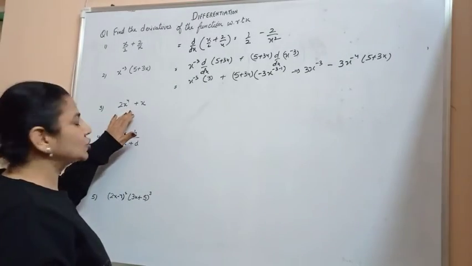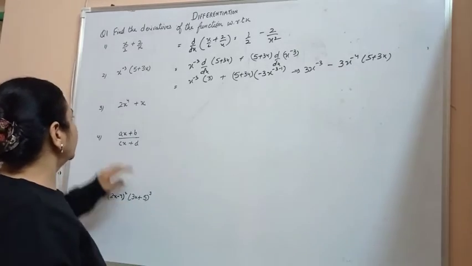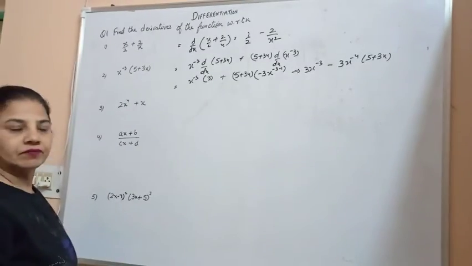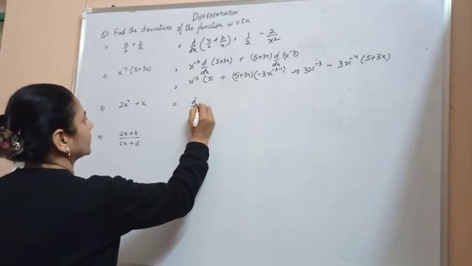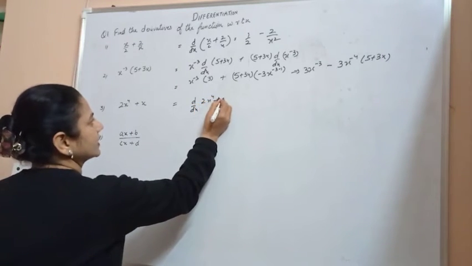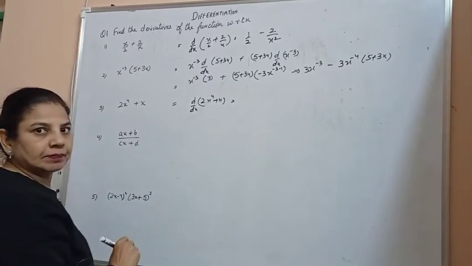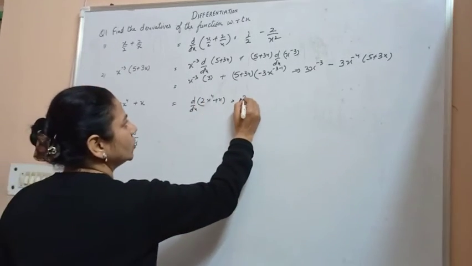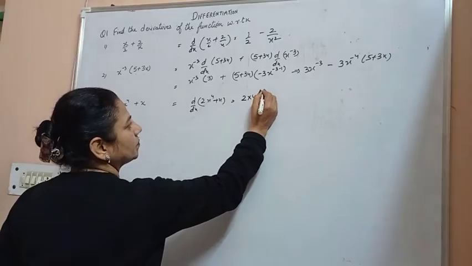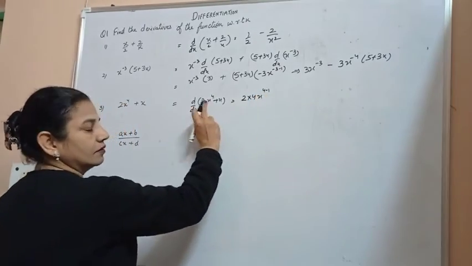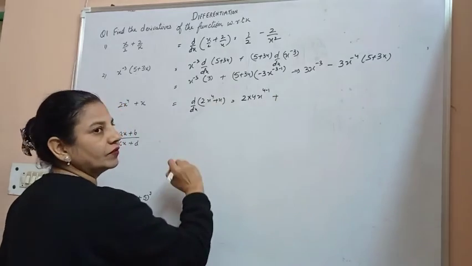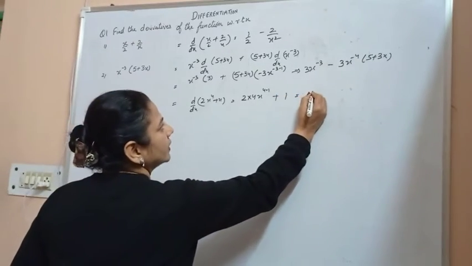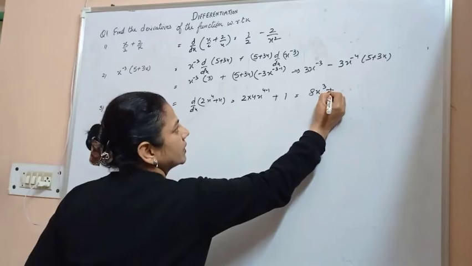Next, 2x to the power 4 plus x. In this again we apply the power formula. We have derivative of 2x to the power 4 plus x. So applying the power formula, power comes forward, 2 into 4x to the power 4 minus 1, 1 should be subtracted from the power, and the derivative of x is 1. We have 8x cube plus 1.